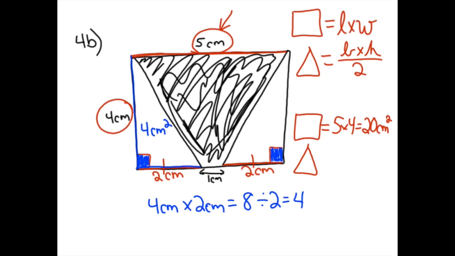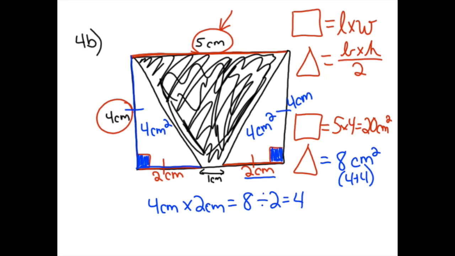The base and my height of the other triangle are the same, 2 centimeters. And we know that if the left side is 4 centimeters, the right side of the rectangle has to be the same, so that's 4 centimeters. That means the area of that rectangle is also 4 centimeters squared. So now I've found that the total area of my triangles is 8 centimeters squared. That's 4 plus 4, because each triangle is 4 centimeters squared.